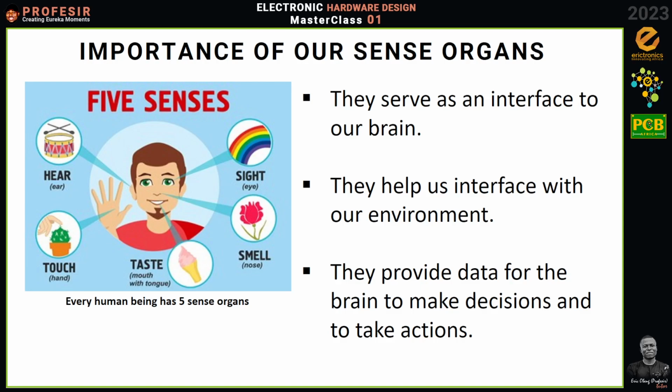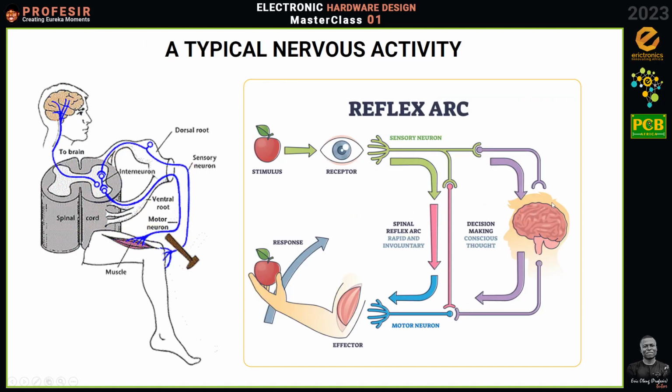Okay, it gives the brain data, then the brain in turn performs a decision or regulates an action. So if you consider a typical nervous activity, let's say that you see an apple, right? Now you see with your eye, so the sensor that actually plays a role here would be your eye, which in biological terms we call the receptor, right? So the stimulus is seen by the eye, the visuals are seen by the eye. Now what the eye does is it converts these visual signals into electrical pulses.